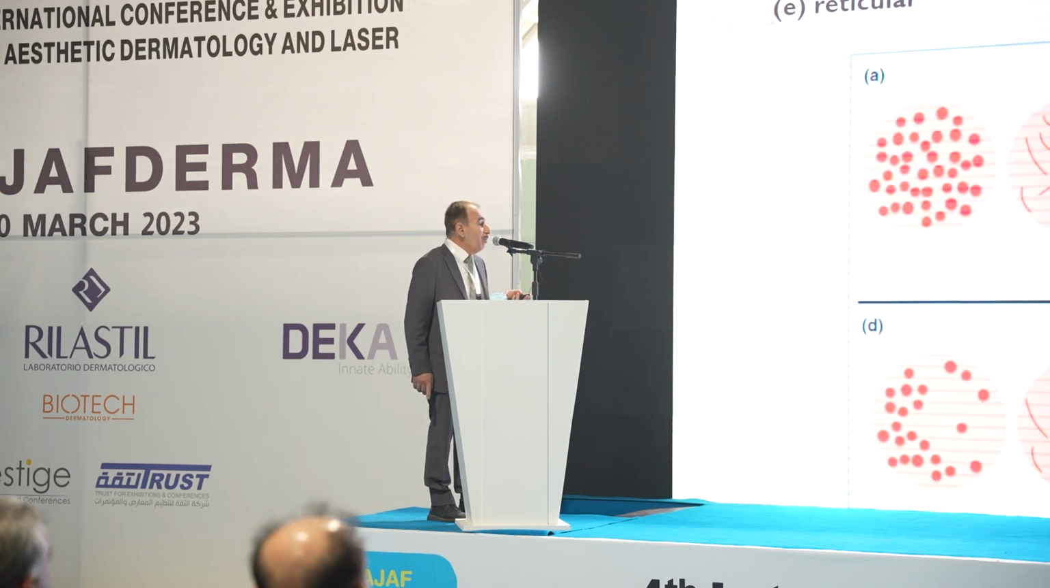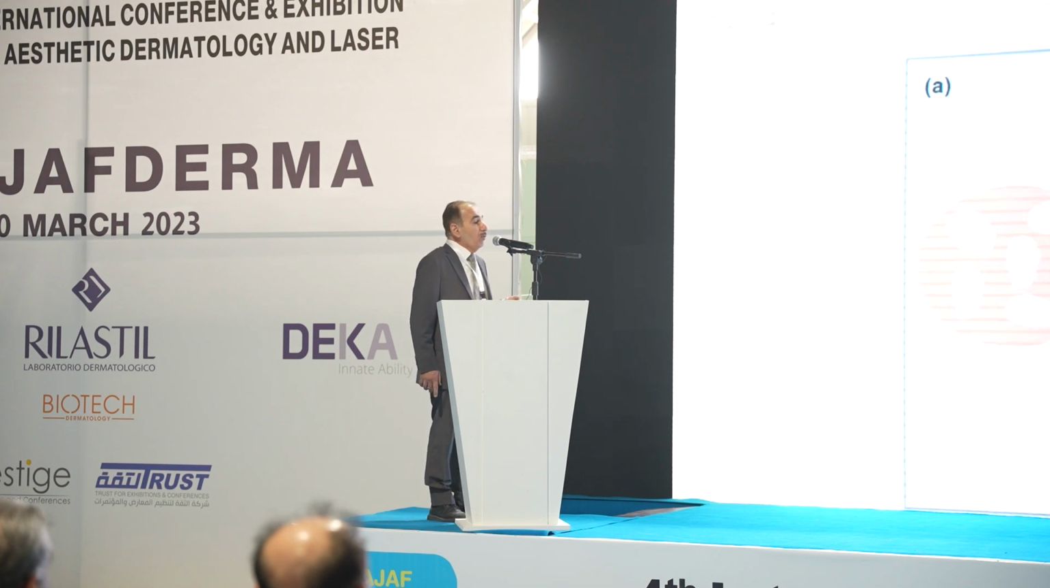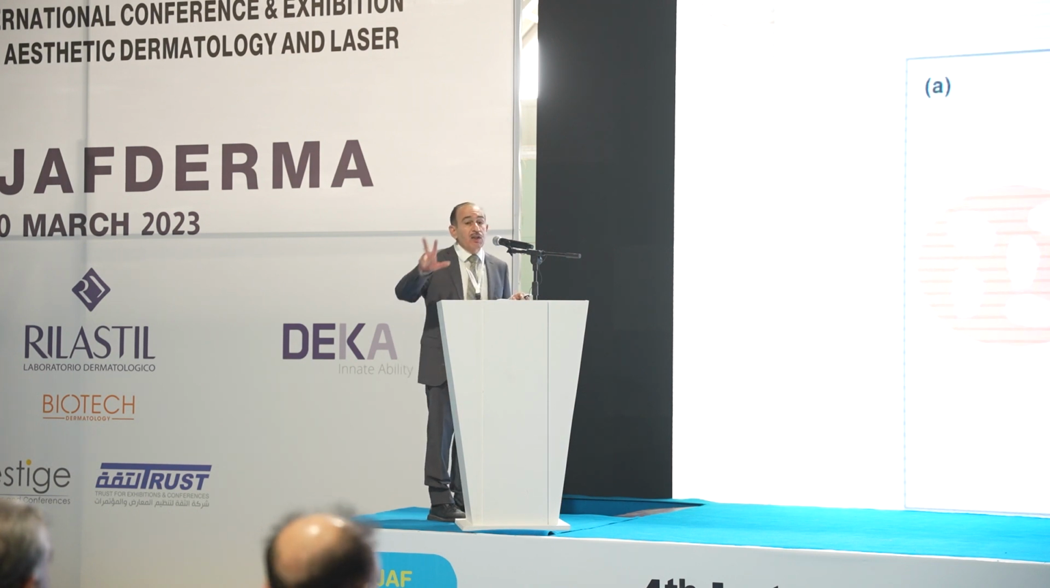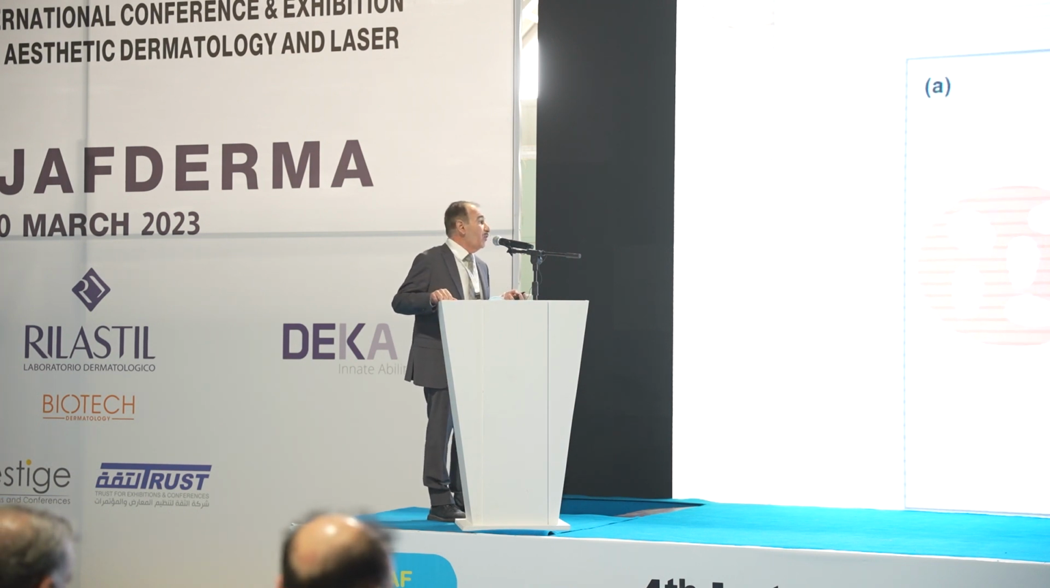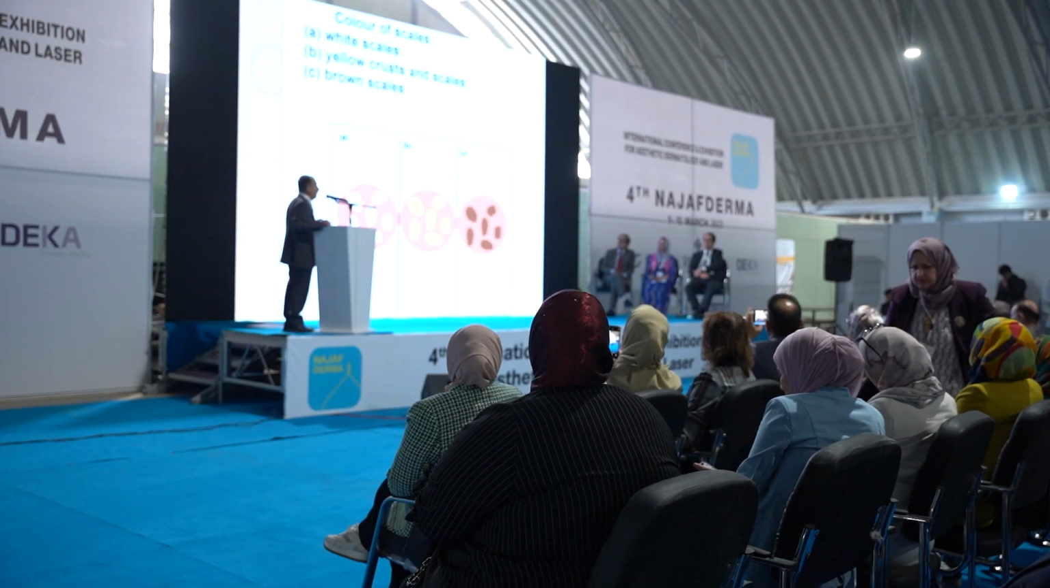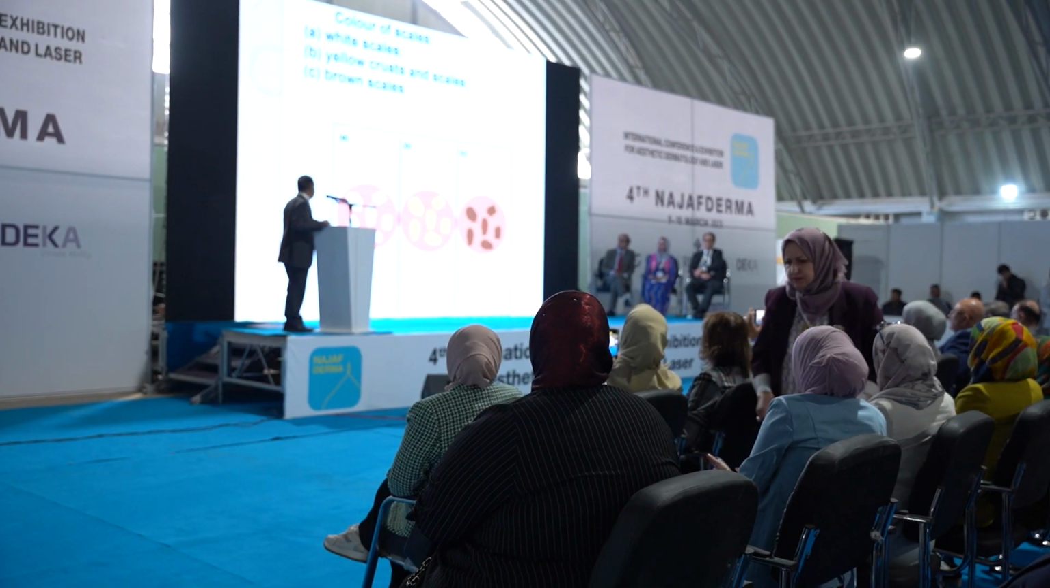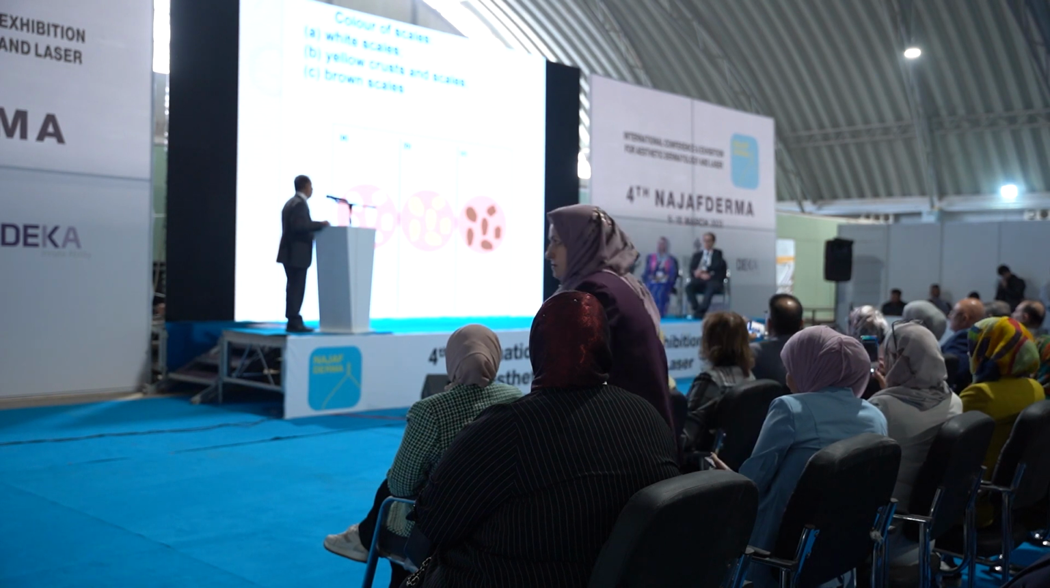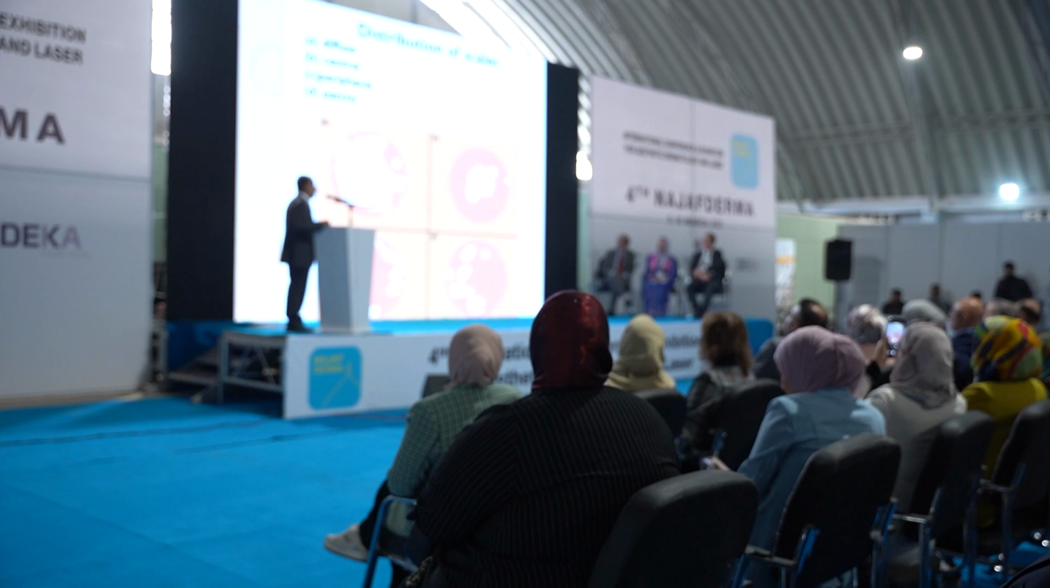D shows a haphazard distribution, whether it's dots and globules or linears, and E shows a distribution that is net-like or reticular. What about the scales? We have only 3 different colors of scales. The scales either are white or yellow or brown. What about the distribution of the scales?